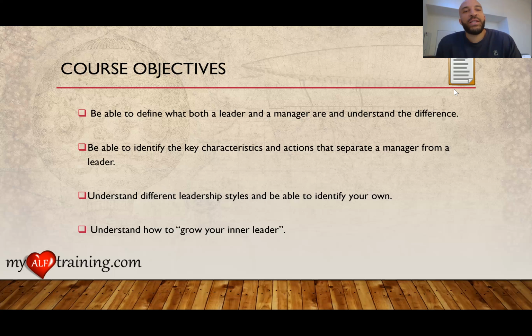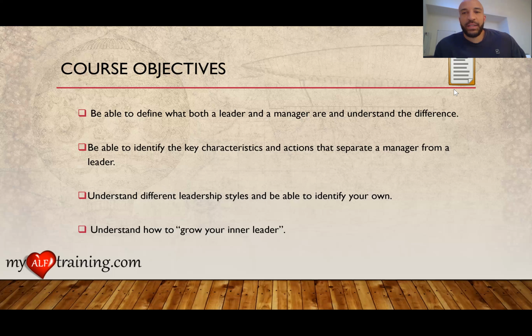Our next course objective is at the end of this course, you will be able to identify the key characteristics and actions that separate a manager from a leader. So first, we're going to define what those two terms are, leader and manager, and then we're going to get into those key characteristics and actions by a manager and a leader that separate them. So how a manager will respond to a certain situation and how a leader would respond to the same situation, and the difference in those actions that make one different from the other.